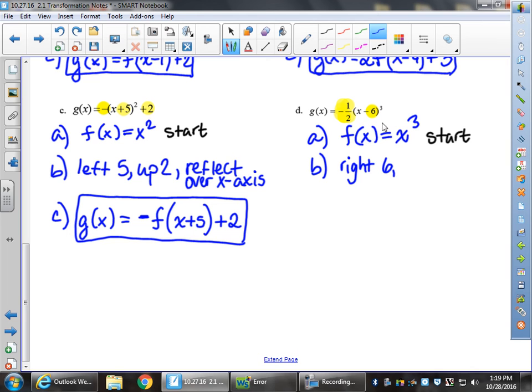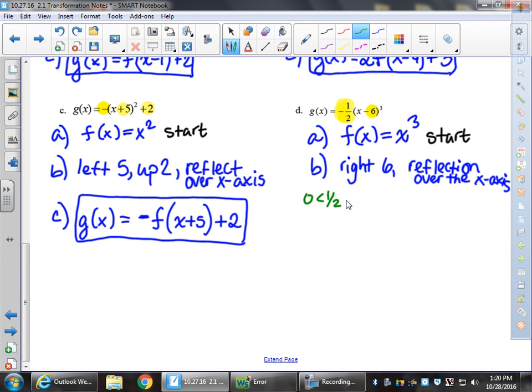So, right 6 is the x minus 6 on the inside. The -1/2 on the outside, 2 pieces of information we get from this. The fact that it's negative, I know that we have a reflection over the x-axis. We also have this 1/2 to account for. 1/2 is between 0 and 1. So I know that there will be a horizontal stretch. The graph will be wider.